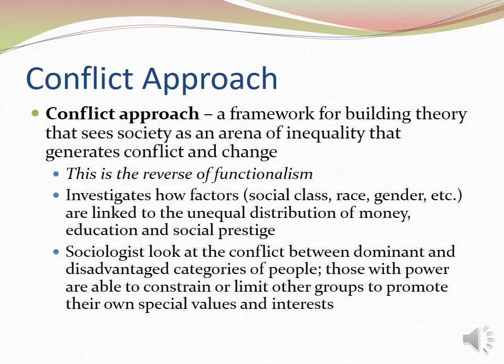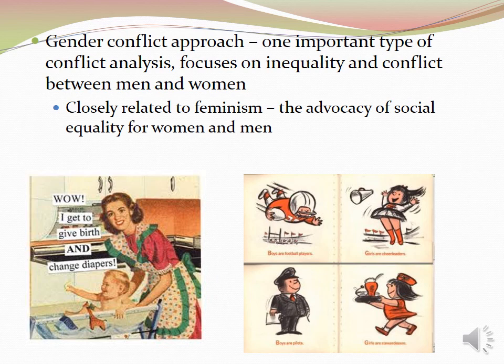It looks at how different factors are linked to different or unequal distributions of things like money, education, and social prestige or power. This looks at a dominant group versus disadvantaged categories and assumes that those who are in that dominant category are going to do what they can to promote their own interests and maintain their power. Gender conflict approach is a subcategory of conflict theory, and it looks at inequalities and conflict between men and women.